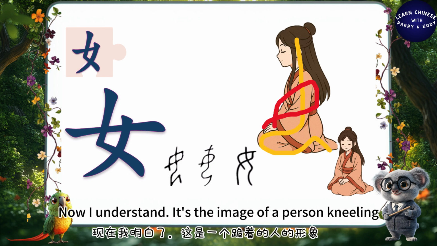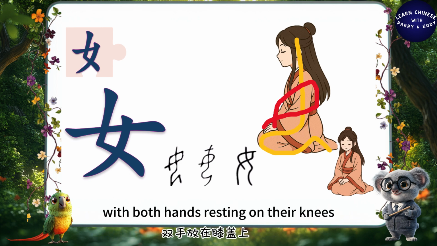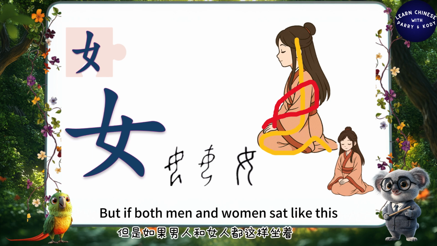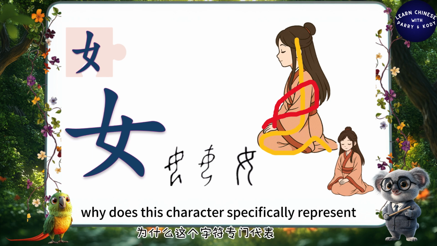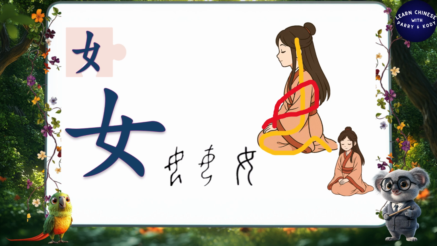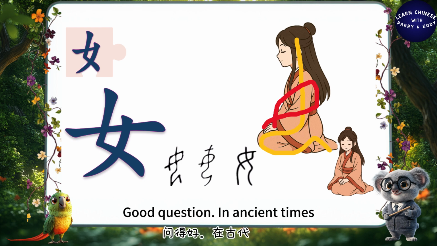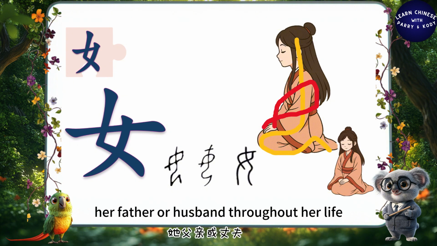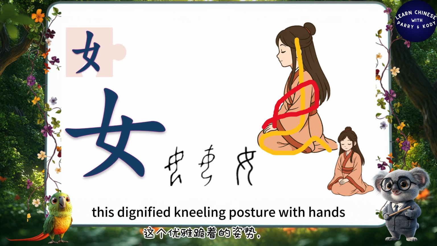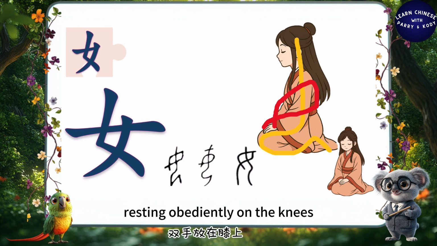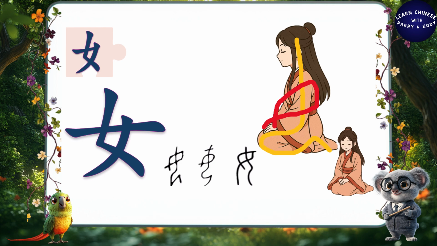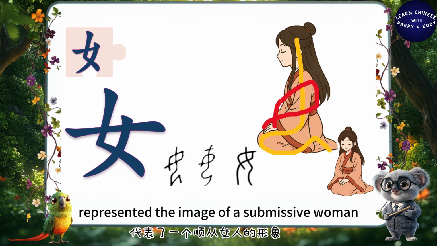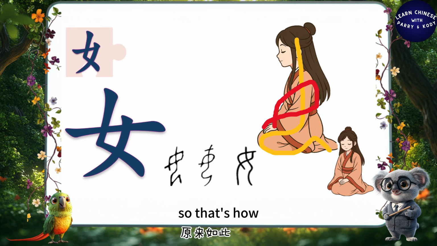Now I understand. It's the image of a person kneeling, with both hands resting on their knees. But if both men and women sat like this, why does this character specifically represent a female? Good question. In ancient times, a woman was expected to obey her father or husband throughout her life. This dignified kneeling posture, with hands resting obediently on the knees, represented the image of a submissive woman in the eyes of the people. So that's how it is.